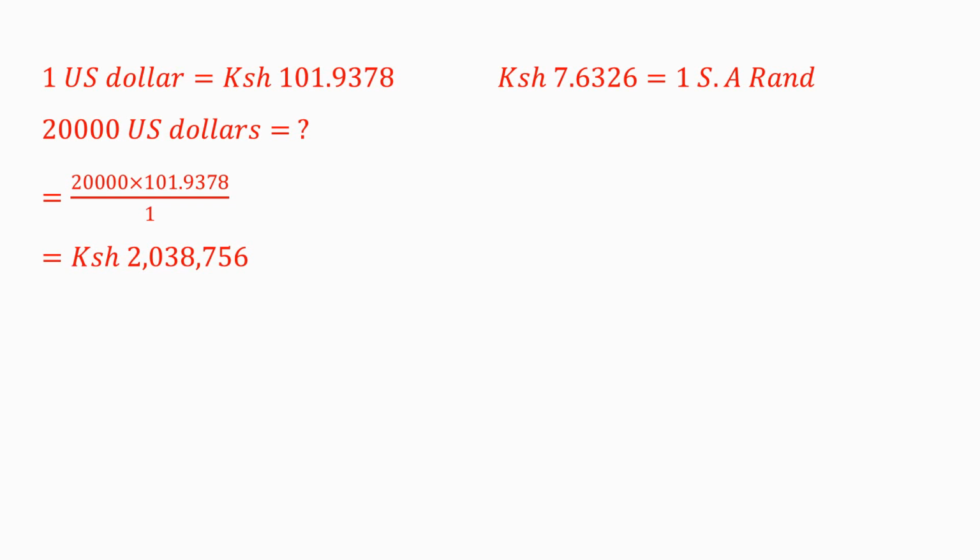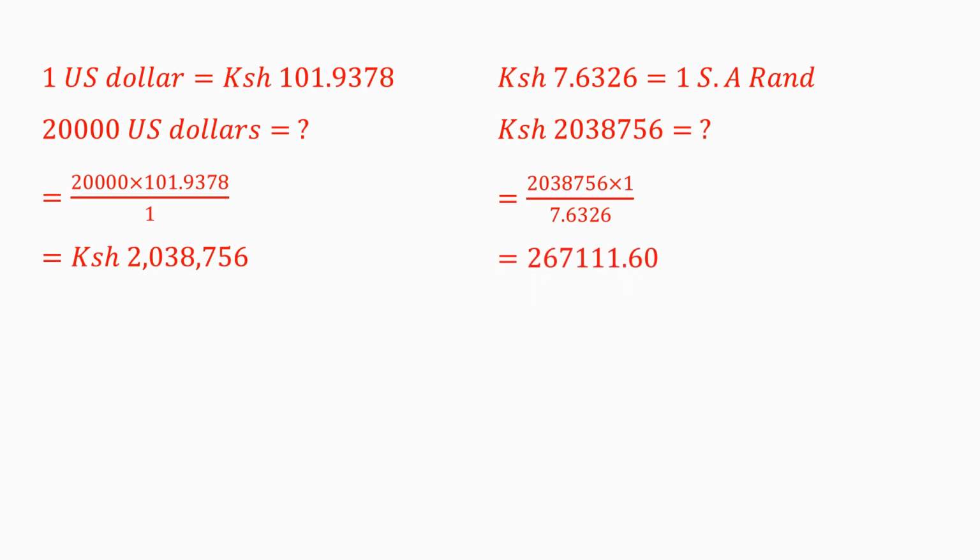7.6326 Kenya shillings. So we follow the same process, we cross multiply, and we have 267,111.60 South African rand, and we've been asked to give the answer to the nearest South African rand, so it's approximately 267,112 South African rand.